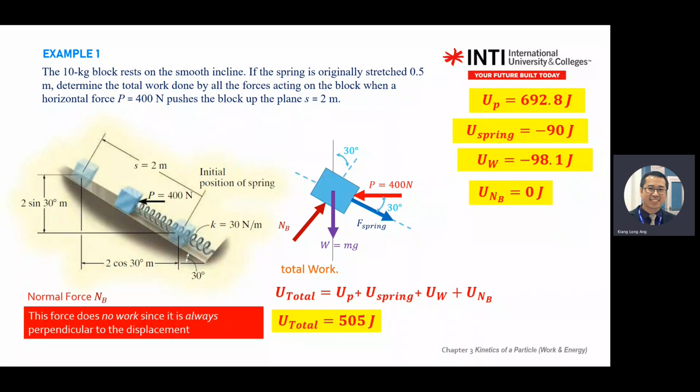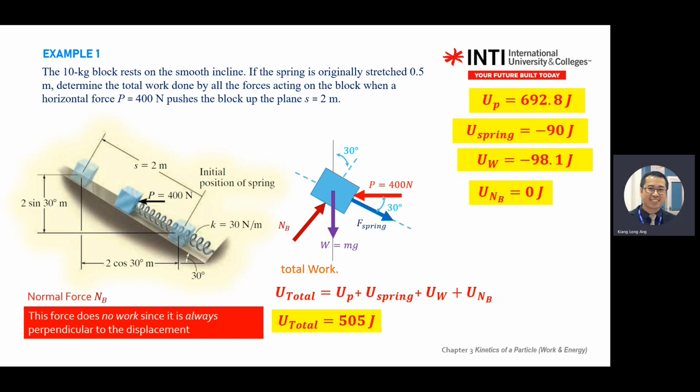Before the break, what did we learn? We learned about work done by force: a pure force, spring force, gravitational force. Next, we look at energy. There are two types of energy that we focus on that you learn in your physics. You have kinetic energy. You have potential energy.